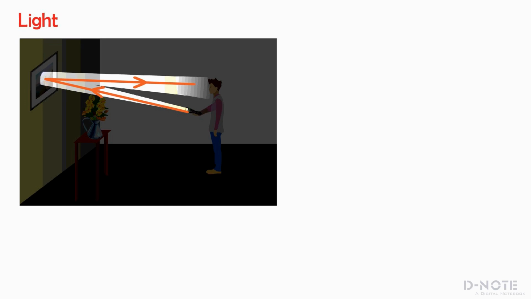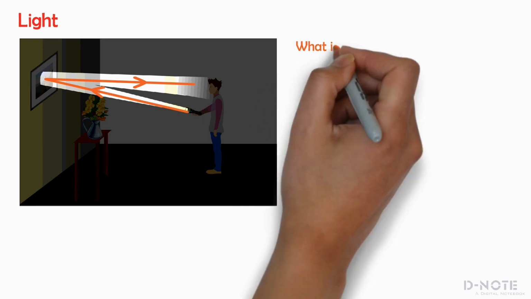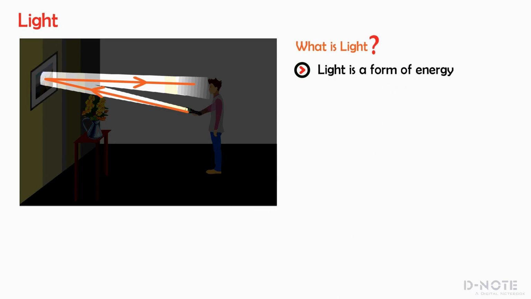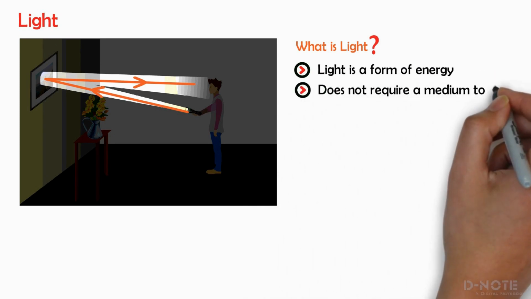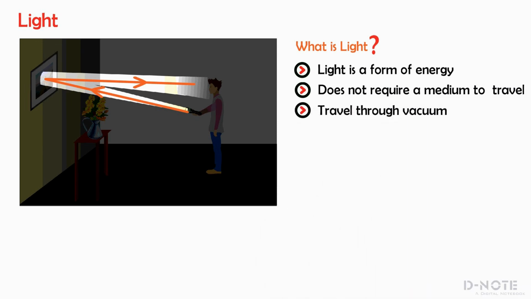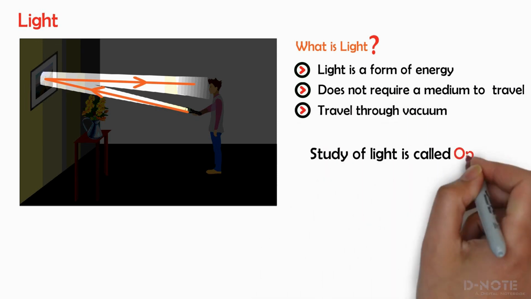And during the daytime, sunlight helps us to see the surroundings. So now, what is light? Light is a form of energy, and unlike sound, light does not require a medium to travel. Means, it can travel through vacuum. The study of light is called optics.